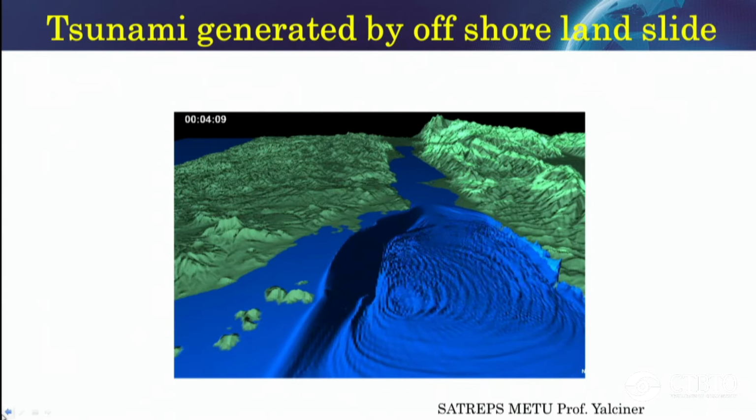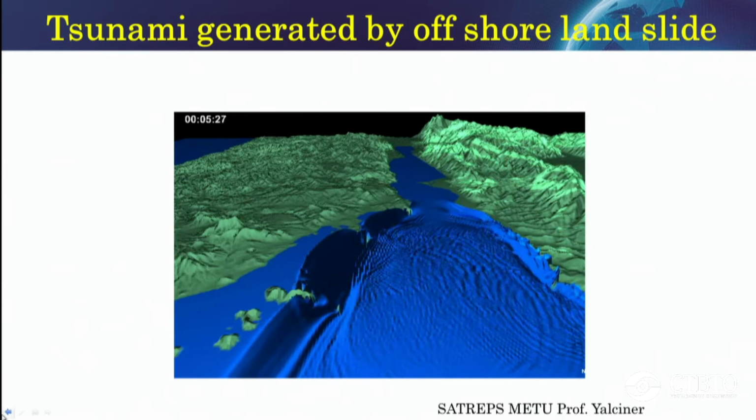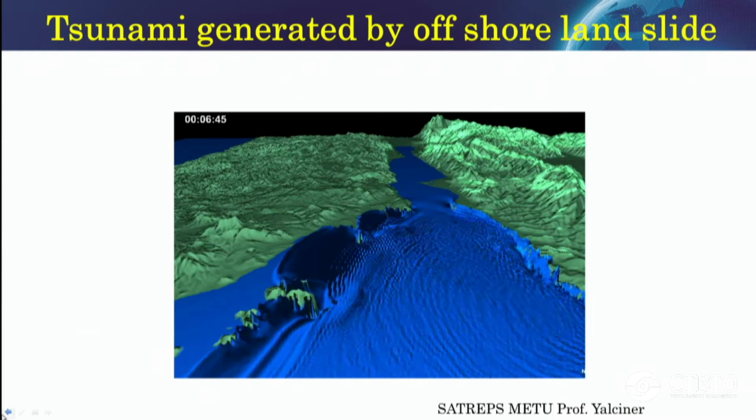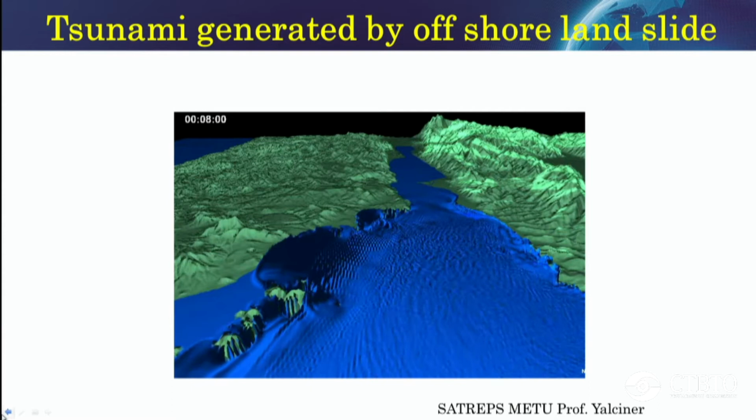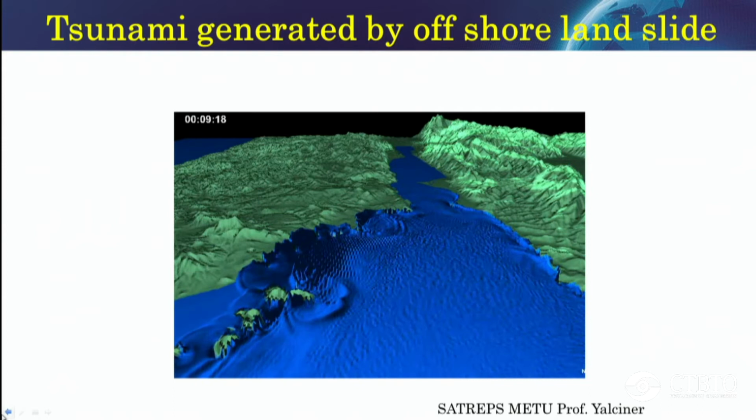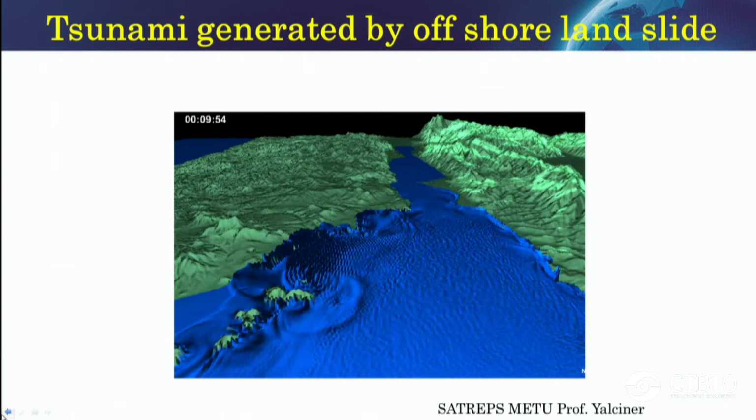In the Marmara Sea, the North Anatolian Fault runs along here. So if a strong earthquake occurs and generates a landslide, probably these tsunamis will be generated around the Marmara Sea. This is just a result of the landslide tsunami simulation. So real-time monitoring is very, very important to detect landslide tsunamis.